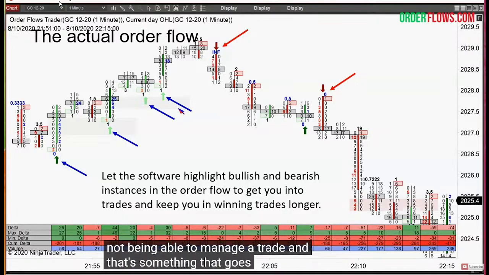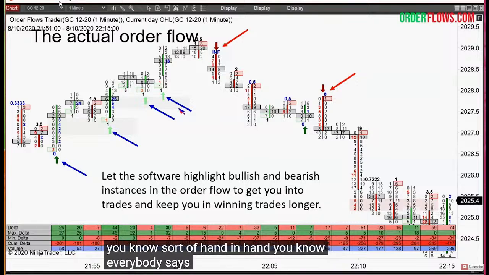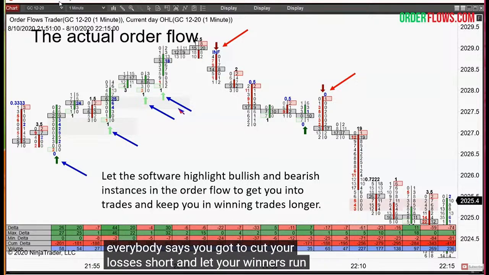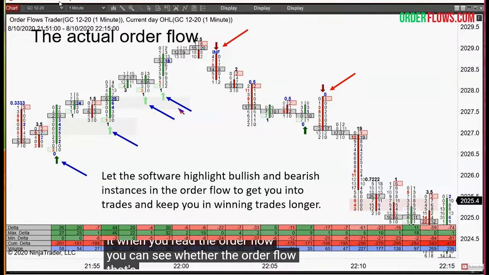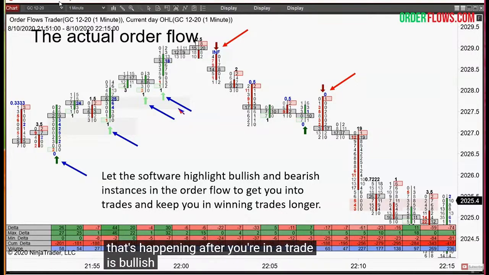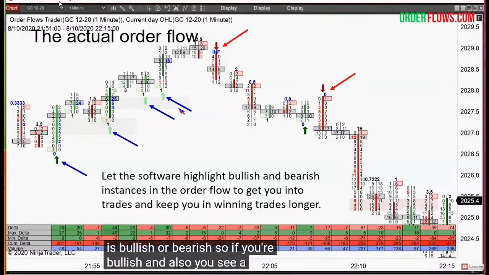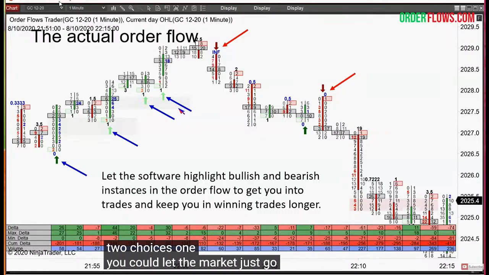And that's something that goes hand in hand. A lot of people say you've got to cut your losses short and let your winners run, but they don't actually tell you how to do it. When you read the order flow, you can see whether the order flow that's happening after you're in a trade is bullish or bearish. So if you're bullish and all of a sudden you see a bunch of bearish order flow, that's not a good sign, right? So you've got two choices. One, you can let the market just go and stop you out. Or two, you can pull the plug on the trade and get out early.